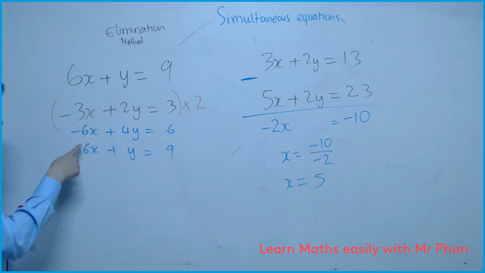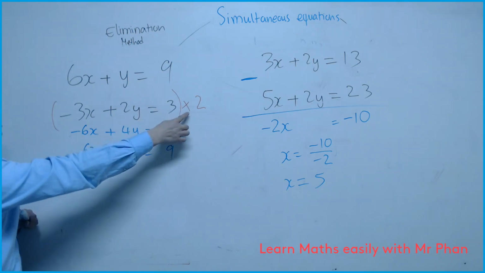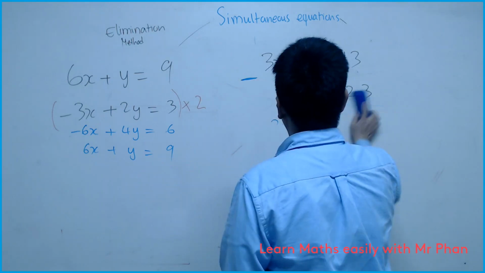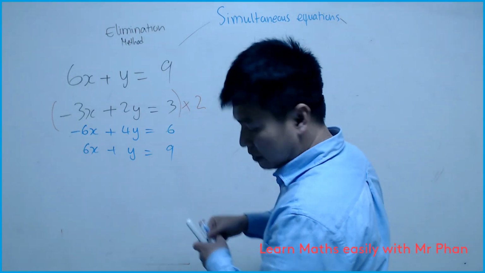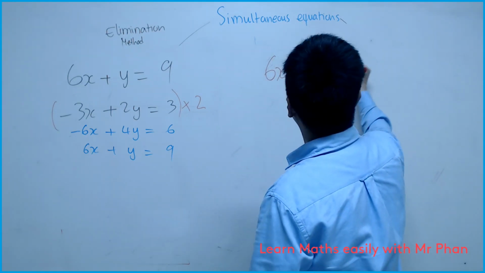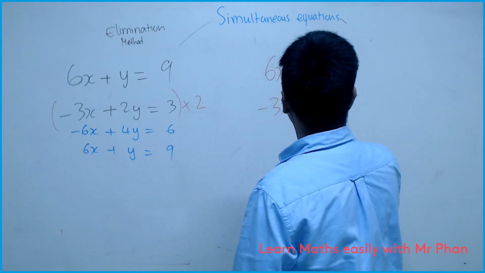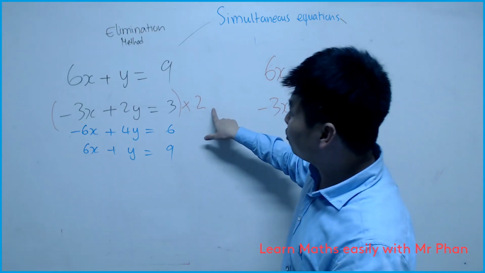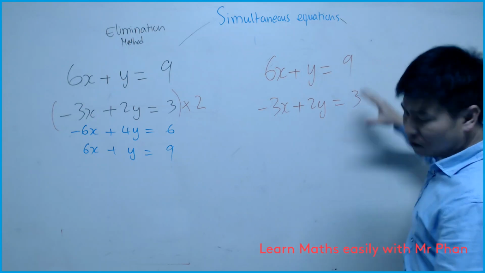You see what I'm saying here? They're the same. In this case, you can do it this way. You can multiply everything by 2. Or another way here: I write the question the same. I got 6x plus y equals 9, and I got negative 3x plus 2y equals 3. This one becomes 2, so I can eliminate x. So if I want to eliminate y here, what am I going to do?